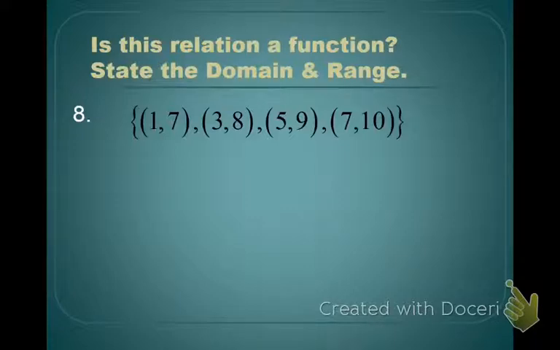Cadence, what did you guys come up with? Is this a function or not? It is? Okay, tell me why. Okay, each input has exactly one output. If I put 1 into the function, what am I going to get coming out? A number. Output. A range. If I put 1 into the machine, I'm getting 7 coming out, right? If I put 3 in, I'm getting 8 coming out. If I put 5 in, I'm getting 9 coming out. If I put 7 in, I'm getting 10 coming out. So I think I agree with Cadence.